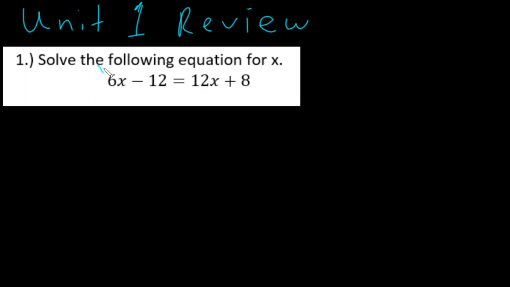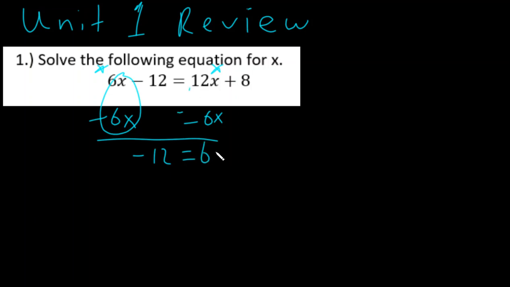Well, I noticed that I have an x term on both sides, 6x and 12x. So, we want to move the smaller x, and to move a positive 6x, we will subtract 6x from both sides. Now from here, those go away, and we have negative 12 is equal to 12x minus 6x, which would of course be 6x plus 8.